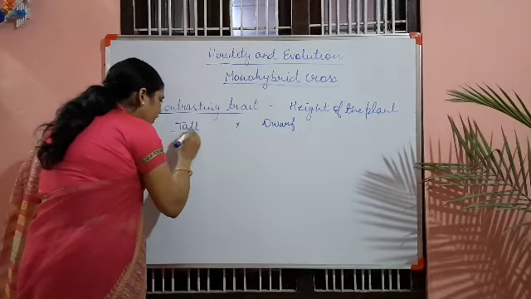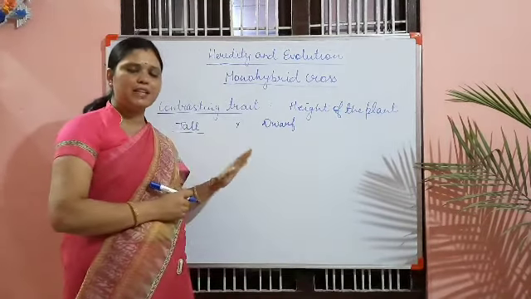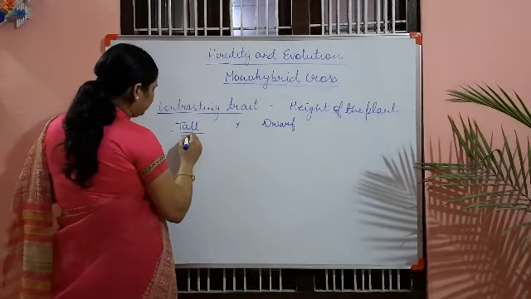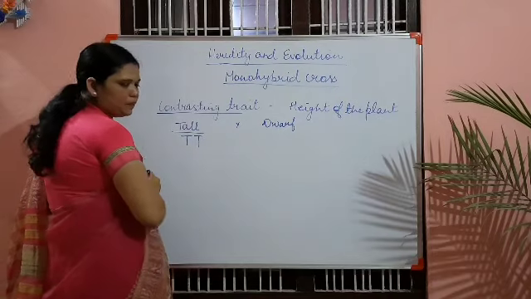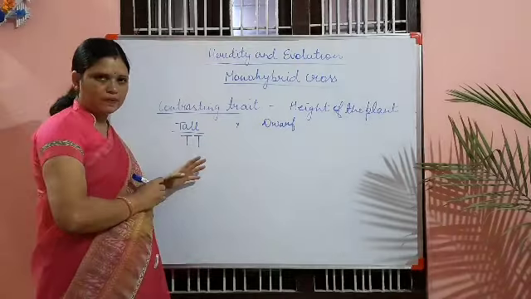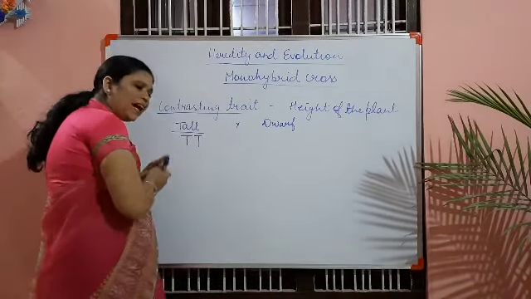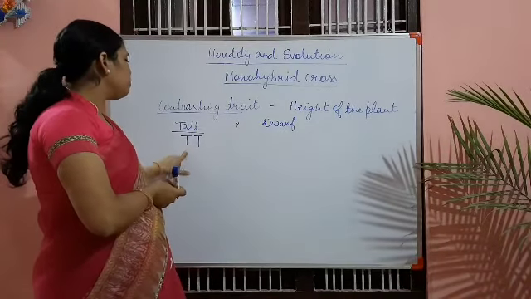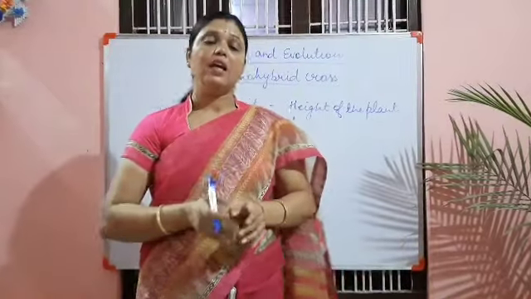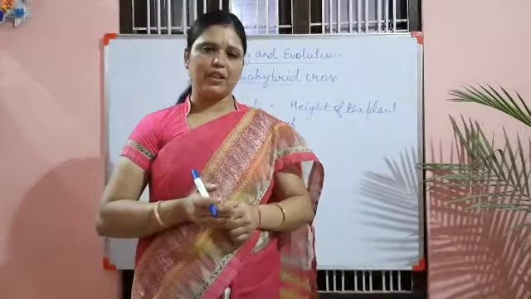And we know very well that dominant characters are always represented by capital letters. So here we will represent it by capital TT, because it shows the diploid structure. So capital TT is there, which is dominant. Why do we call it dominant? Because the characters which are visible in F1 generation, that is first filial generation.